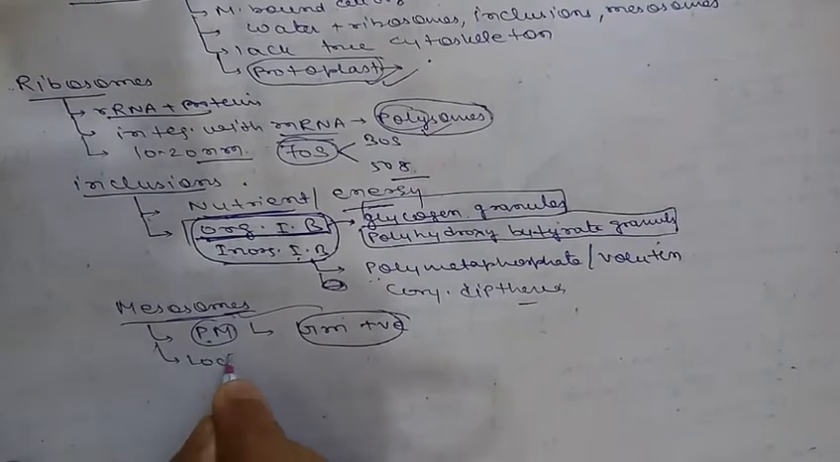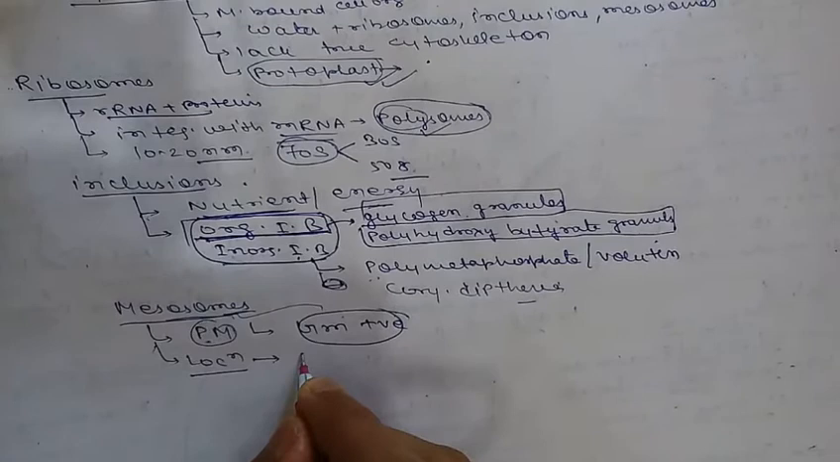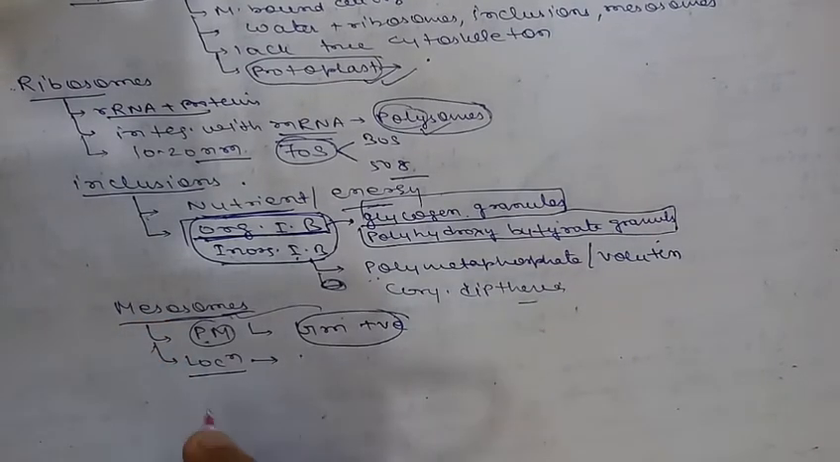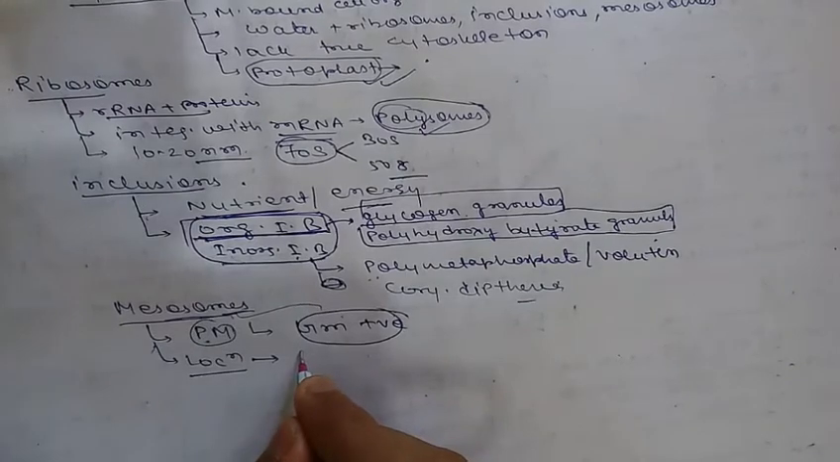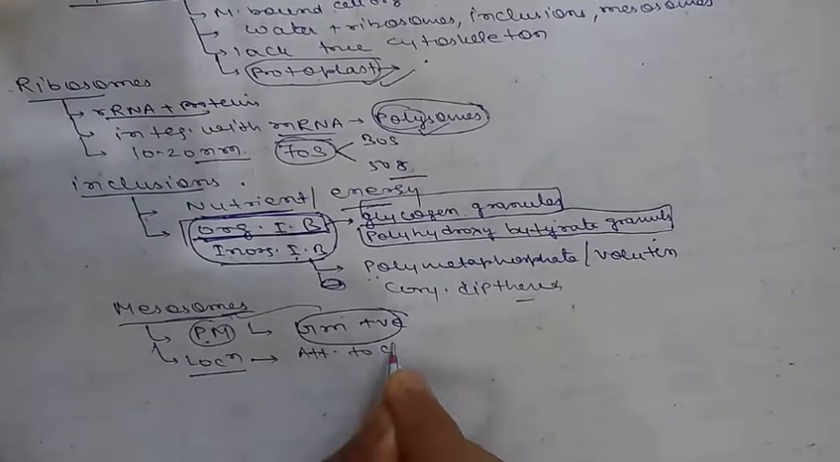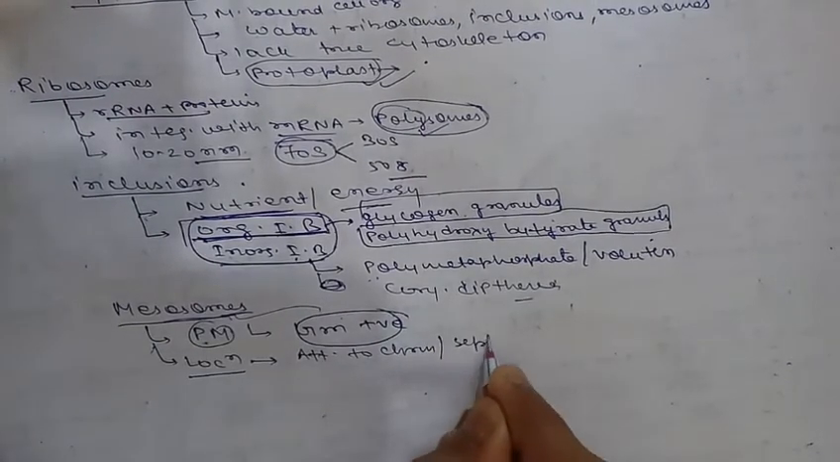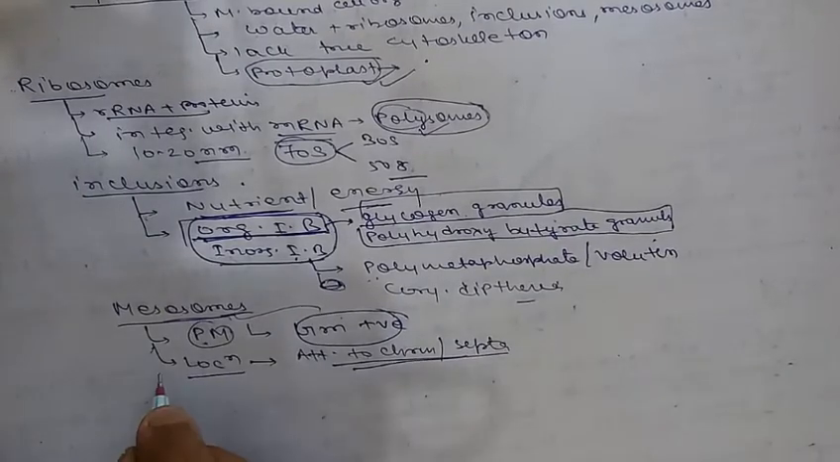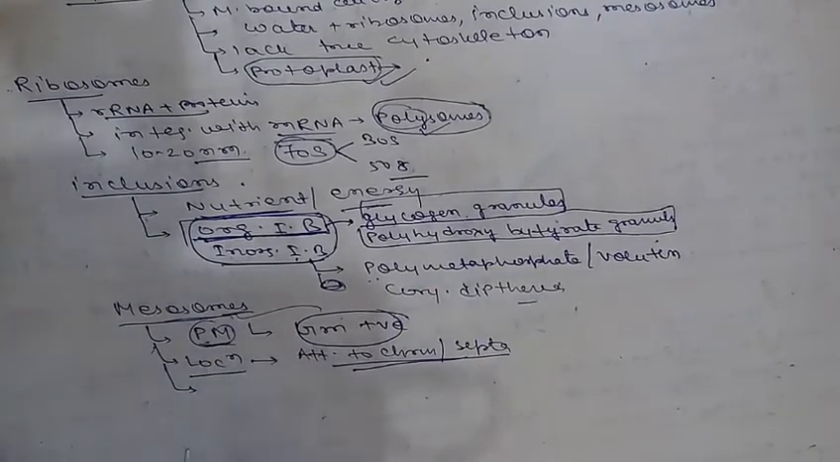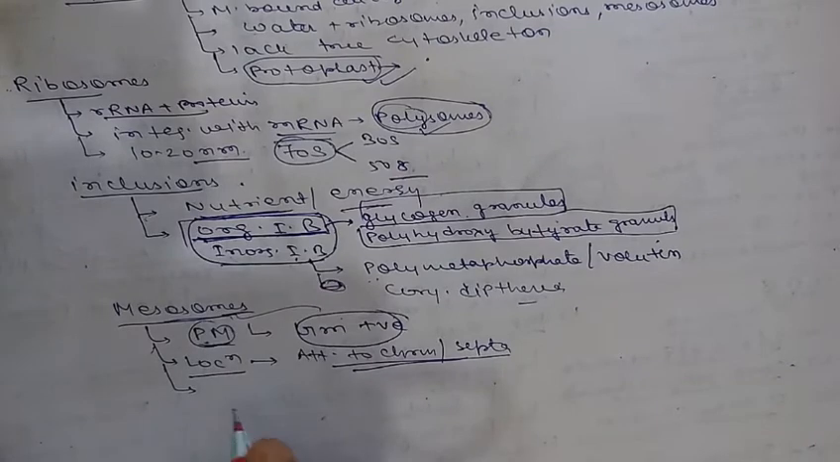Then coming to the location of the mesosome. Mesosomes are often found next to septa in a dividing bacterium, or sometimes seen attached to the bacterial chromosome. So it is attached to the chromosome, or to the septa when you are seeing a dividing bacterium. It is an invagination of the plasma membrane. Remember this.